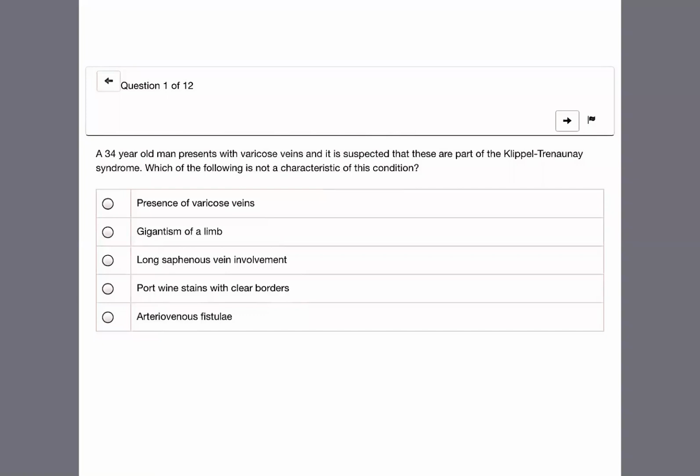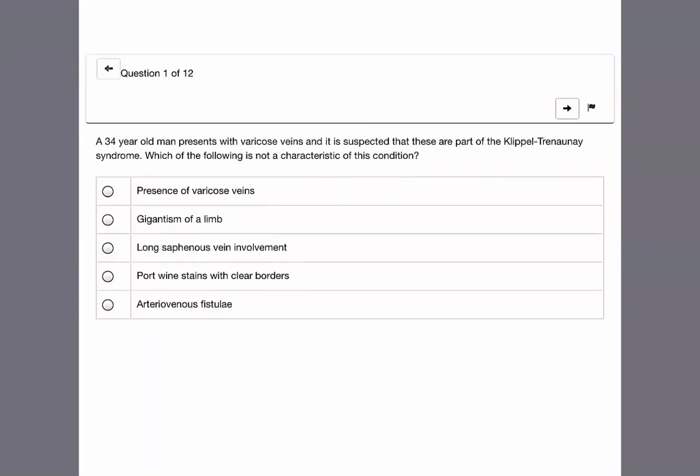Okay, next, Dr. Ez, next two questions. A 34-year-old man presented with varicose veins, and it is suspected that these are part of Klippel-Trenaunay syndrome. Which of the following is not a characteristic of this condition? Presence of varicose veins, traumatism of a limb, long saphenous vein involvement, port-wine stains with clear borders, arteriovenous fistulae.